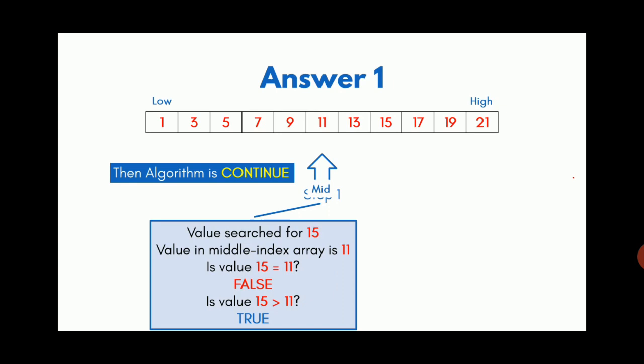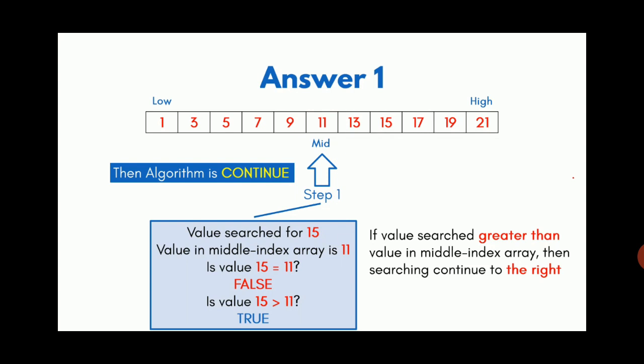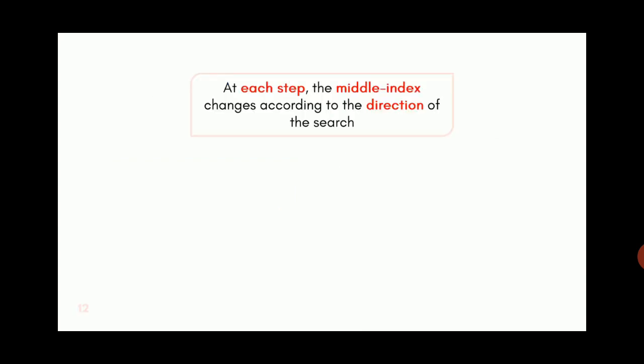I'm discussing it. After finding the mid, if the value searched is greater than the value at the middle index of the array, that means the middle index value is less than your key value, then continue the search on the right hand side. That means after the middle we have to search for our key value. So in this step, at each step the middle index changes according to the direction of search.